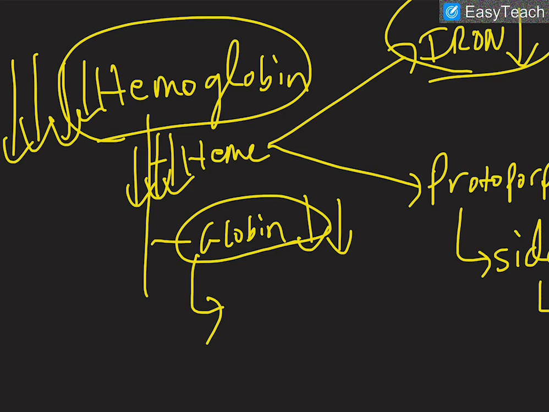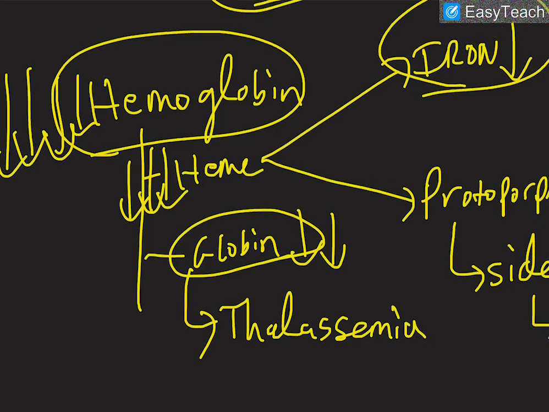What is it called if you have low globin chains? If you don't have an adequate amount of globin chains that make up hemoglobin, this is called thalassemia. You remember that's another type of microcytic anemia that we talked about in the beginning, right?